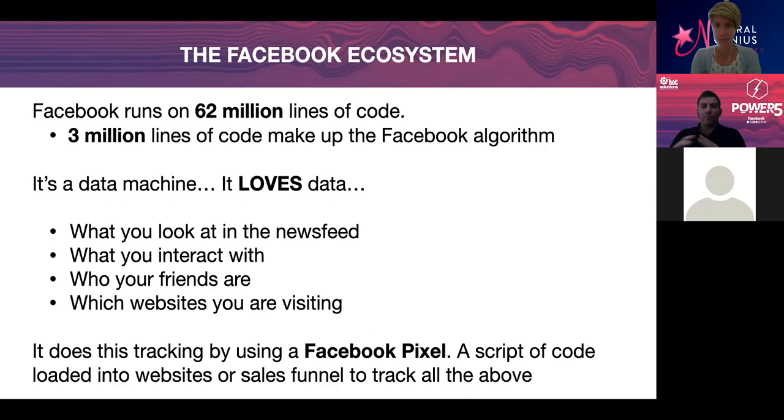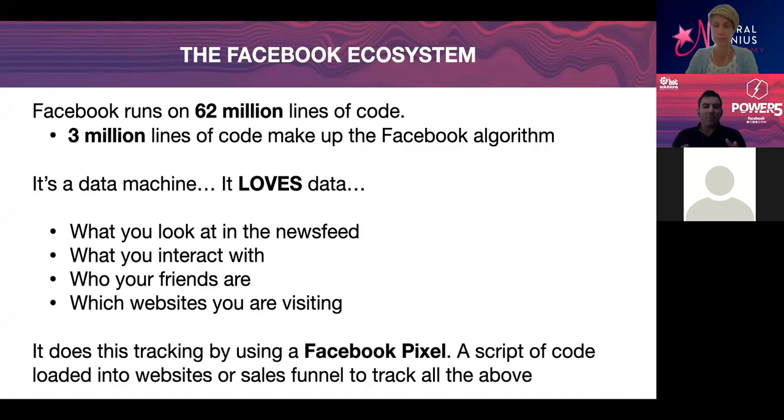So to move this forward, you need to understand the Facebook ecosystem before you start advertising. Facebook runs on 62 million lines of code, which is huge. And 3 million lines of that make up the Facebook algorithm. And that's what it's using every time it's trying to find your ideal client avatars for you. So it's basically a data machine. It loves data, and it's an absolute beast of an algorithm that it has sitting behind it, churning all the data for you. It's basically what I call a data junkie.